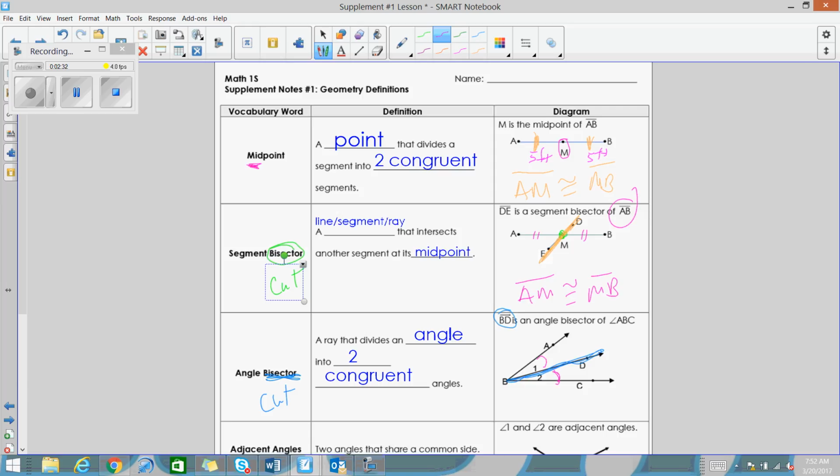And we show congruent angles with those little arcs. They're like half circles, little arcs. Same thing with segments. When segments are congruent, we use these little tick marks, little slashes. But angles, to show that they're congruent, we use little arcs. So because BD is an angle bisector, we can say angle 1 is congruent to angle 2. Their measures are equal. So if angle 1 is 40, angle 2 is 40 as well.